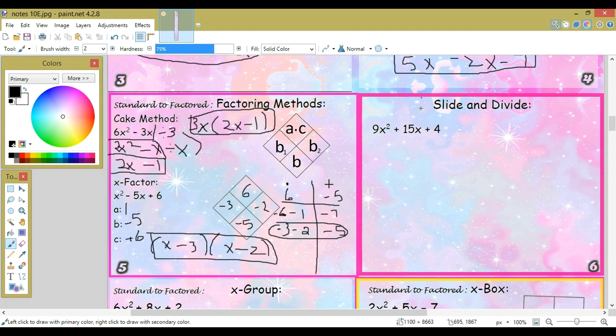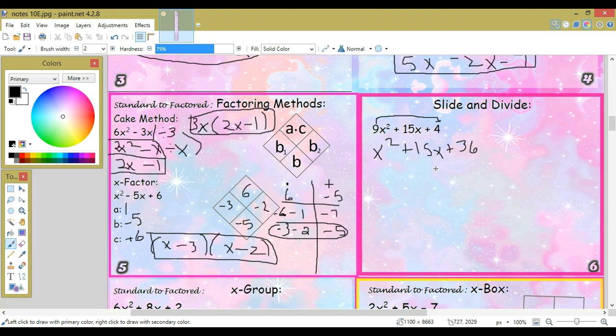On page 6, we're going to talk about a different method of factoring. It's called slide and divide. So what we want to do first is slide that 9 over and multiply it. So we have x squared plus 15x plus 36.